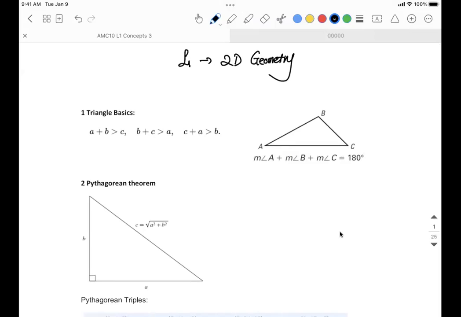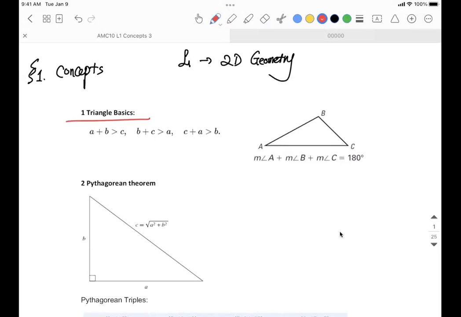So the first part will be our concepts. What are the most important concepts that you need to know for the 2D geometry parts whenever you go to the math competition? Well, the first one, I think that's the most straightforward one, is the triangle inequalities, right?